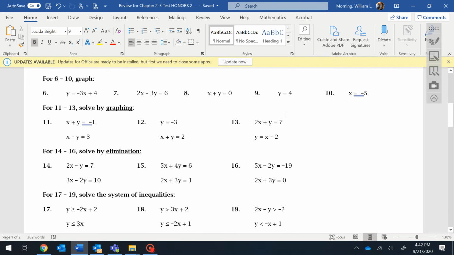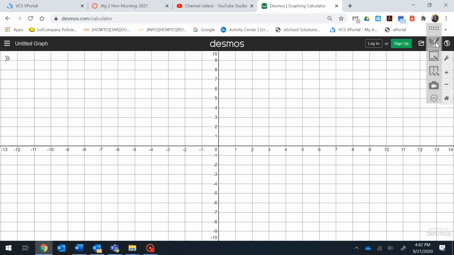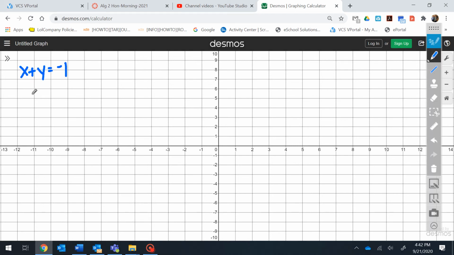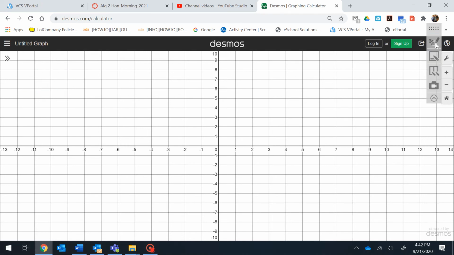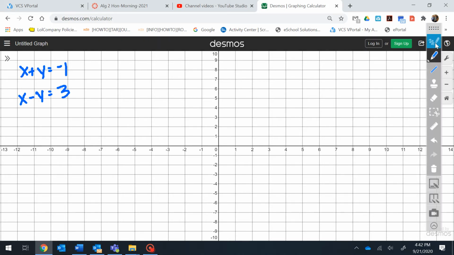Alright, number 11, solved by graphing, and we have a system: x plus y equals -1, x minus y equals 3. Let me make sure I've got that correct. Alright, so I do need these both to be in slope-intercept form. So the first one, I can just subtract the x, so y is equal to -x minus 1.